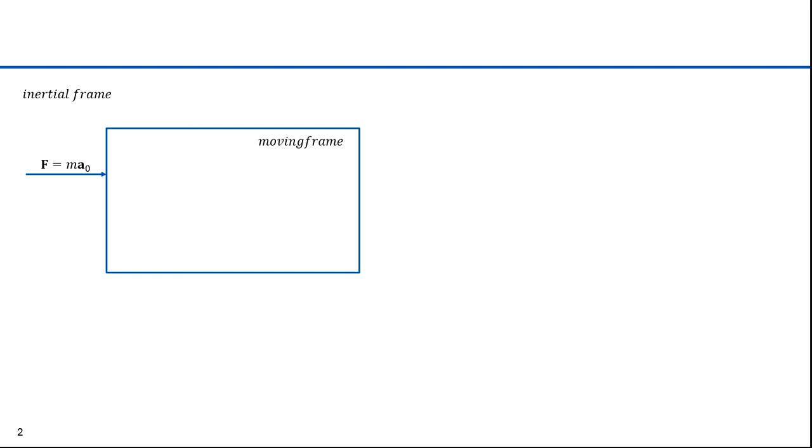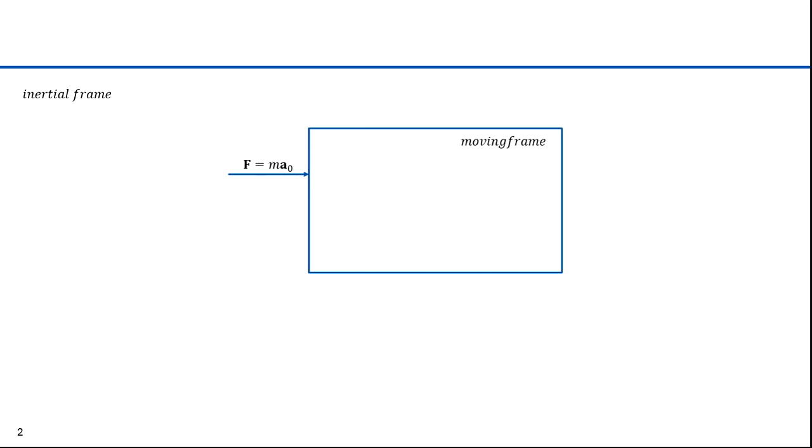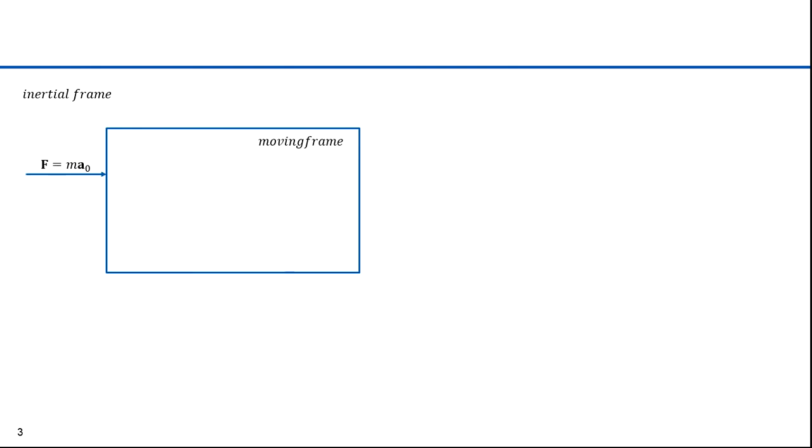Let's say we apply a force, F equals m a0, on a reference frame. Think of this like a spaceship or train car. The force will cause the frame to accelerate. Here we apply a constant force so the frame continues to accelerate. We're observing this in an inertial frame that's not accelerating.